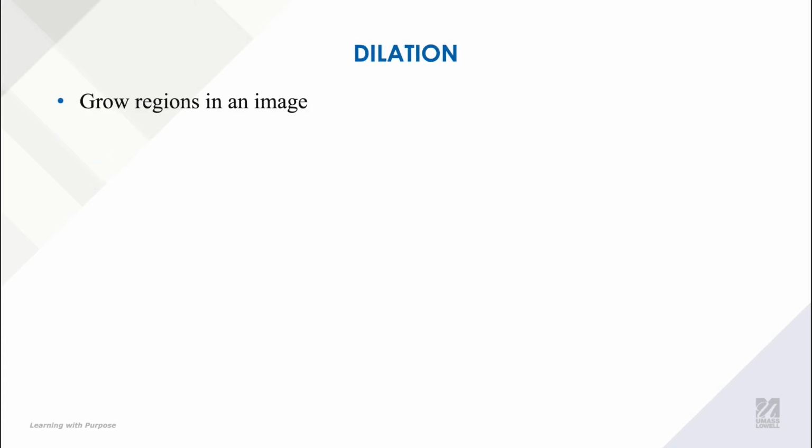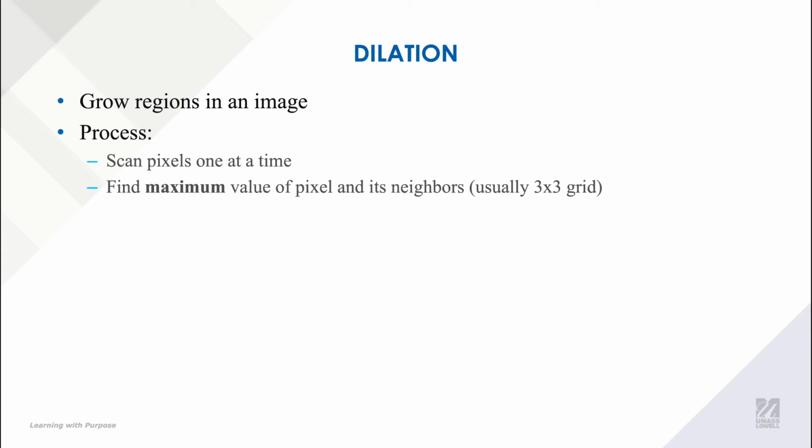We grow regions in an image instead of shrinking them. It's a very similar process. We scan each of the pixels one at a time, but this time when we're looking at the neighbors of the pixel, we want to find the maximum value. This is because we want to grow the white pixels in the image, the lighter pixels, and make them bigger regions. So we take that maximum value and set it as the new value for the pixel in question.